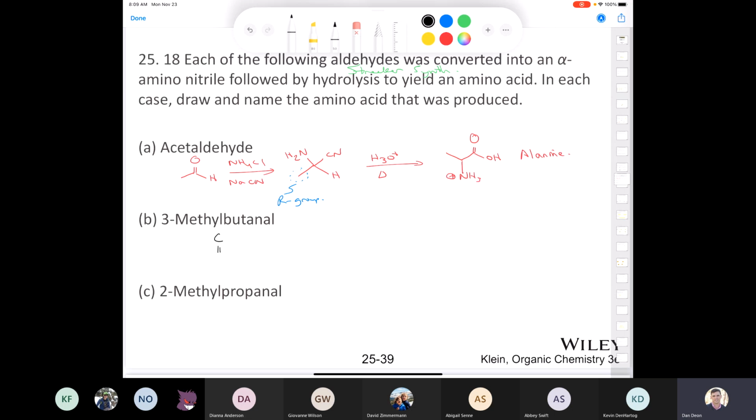The next one, we're starting with 3-methylbutanal. So you should be able to draw this compound. If we have butanal, so it's 1, 2, 3, 4, and then 1, 2, 3, we put a methyl group here. So right away, you can see the R group. If we follow the same rationale with acetaldehyde, this is our R group, and here is our R group here. So it's an isobutyl group. So that's going to produce a leucine, isn't it?